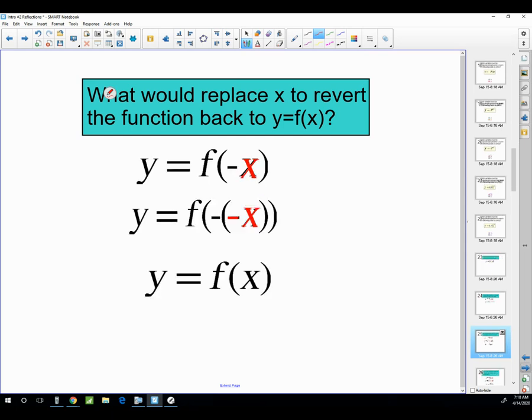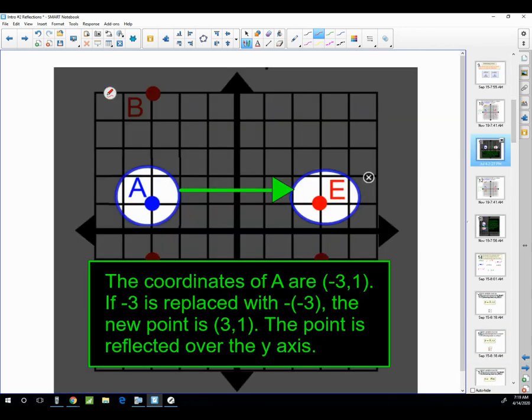And then the 2 negatives cancel right there, and you get it back to the parent function. So if you replace x with negative x, you were flipping over the y-axis. That's what we did right here. When we replaced x with negative x, we flipped over the y-axis.